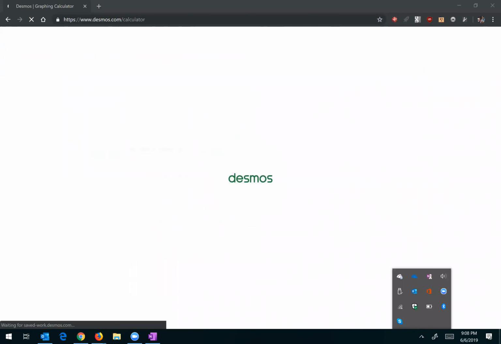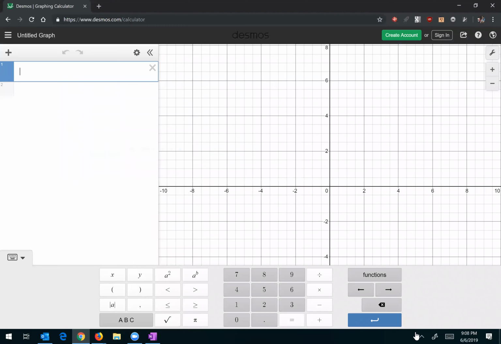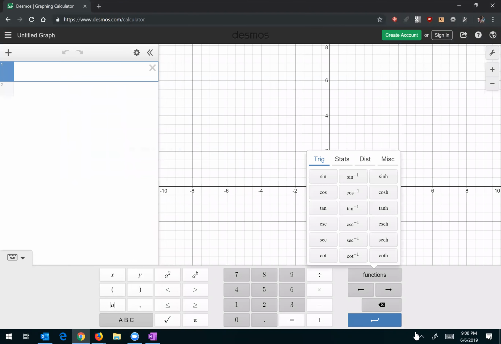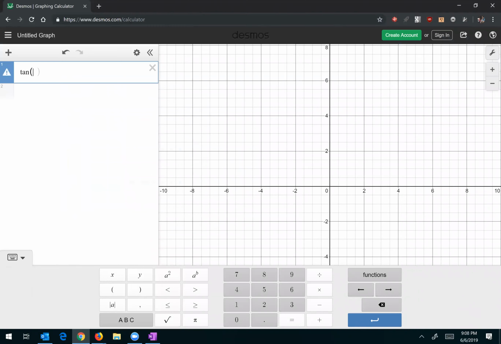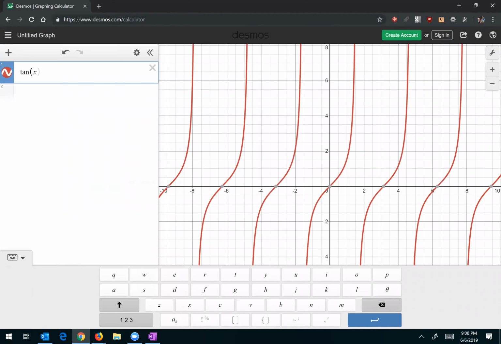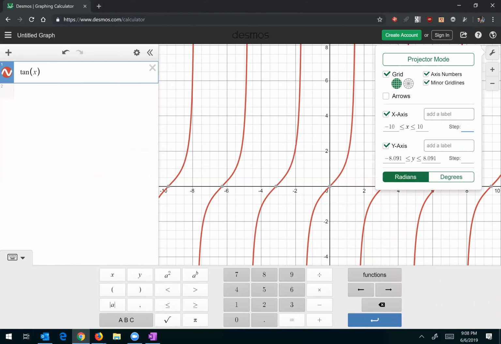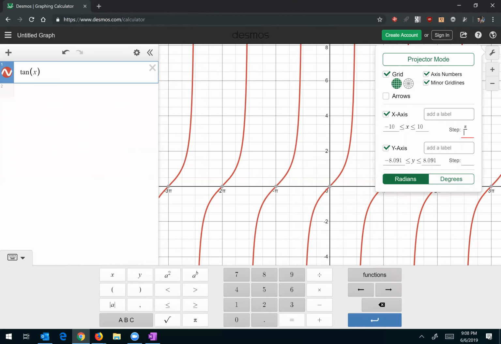I just want to make sure my battery's not going to die on me. All right, so let's do here. I'm trying to not pull up my keyboard. Yeah, tangent x. Okay. All right, so there's my graph. I'm going to make the steps pi over 2 maybe. Pi by 2, okay. There we go, that's a pretty good graph. Let me get this thing out of the way real quick.